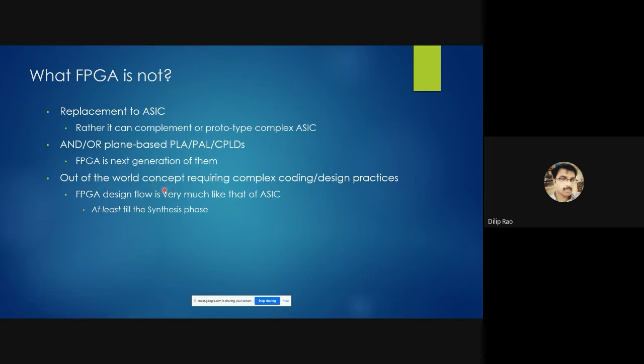FPGA is not something out of this world. It's not rocket science that requires complex coding guidelines or complex design practices, or a totally different skill set or expertise to master. This is very much similar to ASIC, of course, but with little modifications because of the inherent architecture limitations that we have in FPGA, which are not there in the ASIC. But those are very subtle and at a very high level. So at a lower level, to start with, you will see absolutely no difference between an FPGA design cycle and an ASIC design cycle. Both of them look very similar at the ground level.